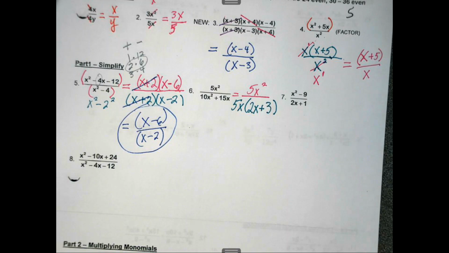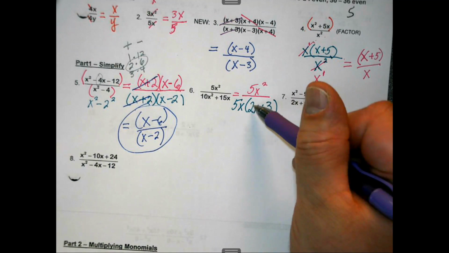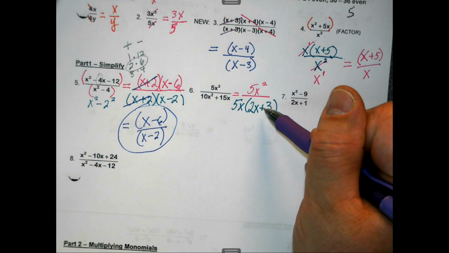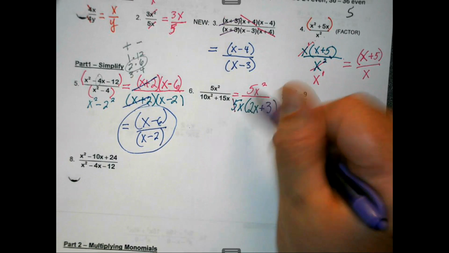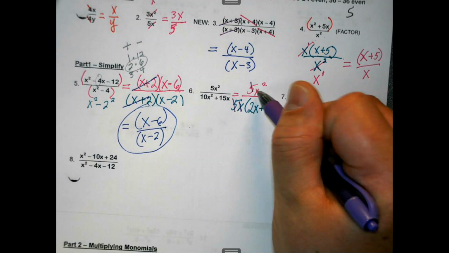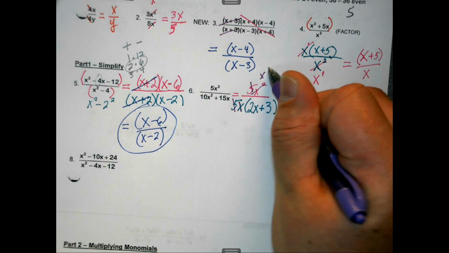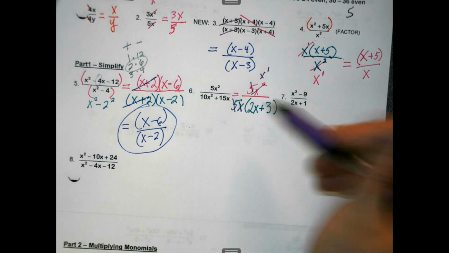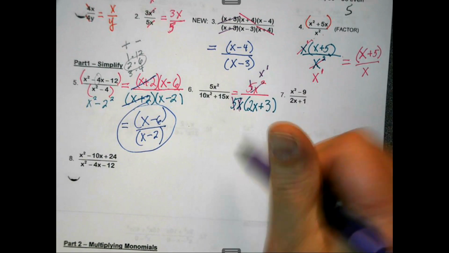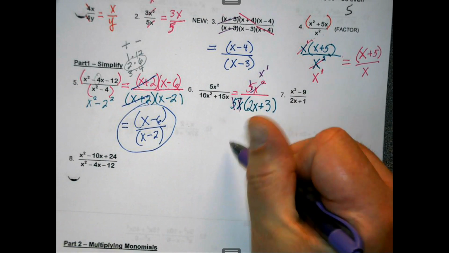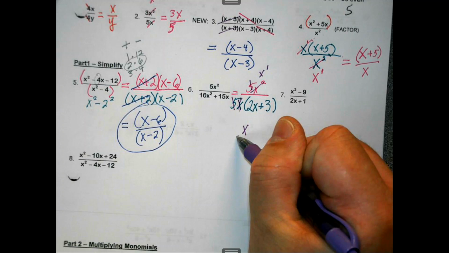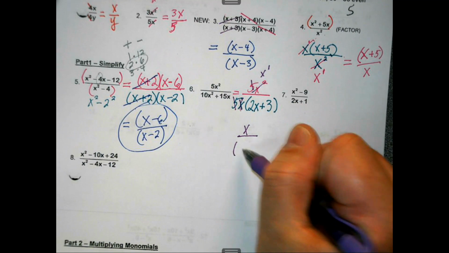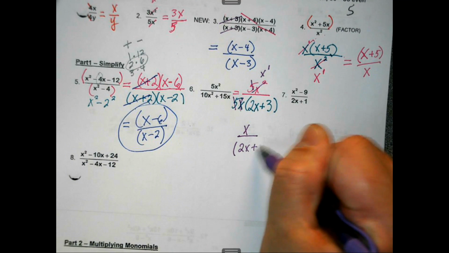Am I done? No, you can remove 5x. Yeah, I can take out the 5, and I can take out one of the x's because they're outside the parentheses now, right? So I'm left with x to the first over the quantity 2x plus 3.